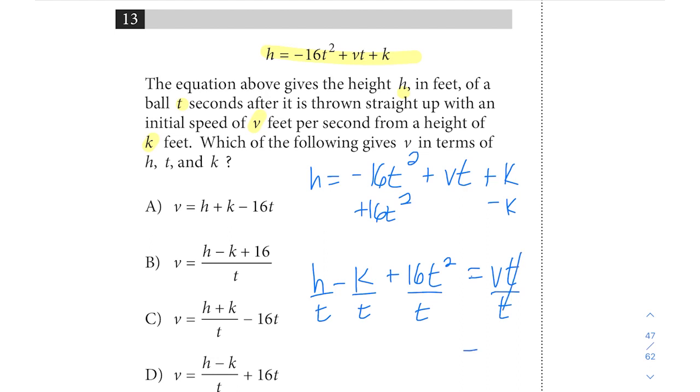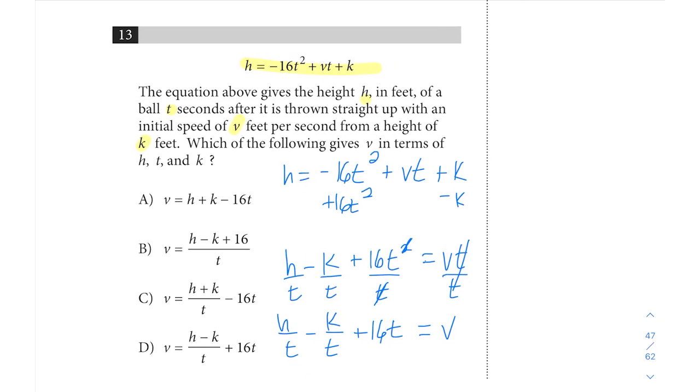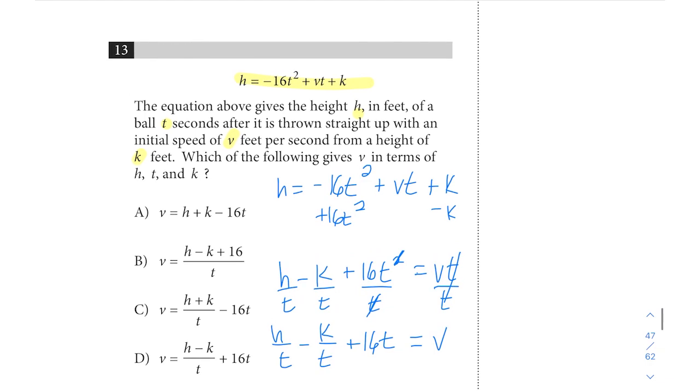So here, divide by t, and the t's here cancel, so I'm going to get v by itself. One of these t's next to the 16 will cancel out with my denominator, so I'll have 16t by itself, and then h over t and k over t, those might end up being combined in an answer choice. Let's check it out. But for right now, we have h over t minus k over t plus 16t.